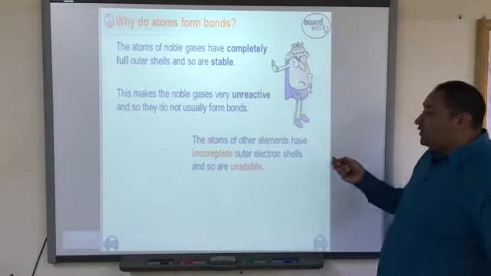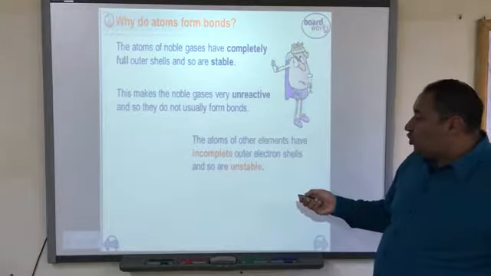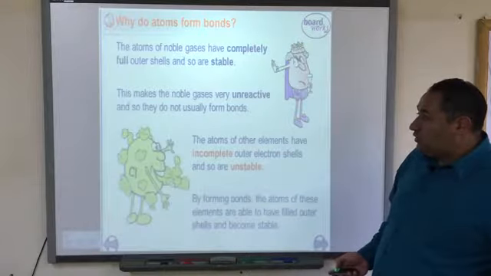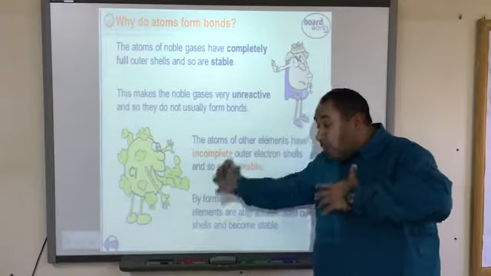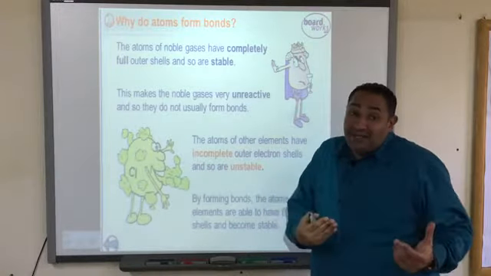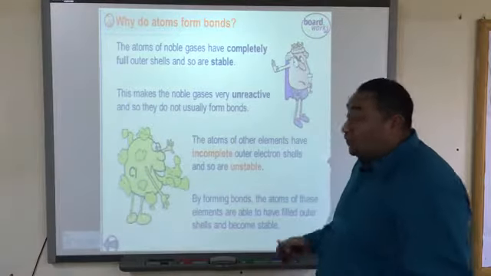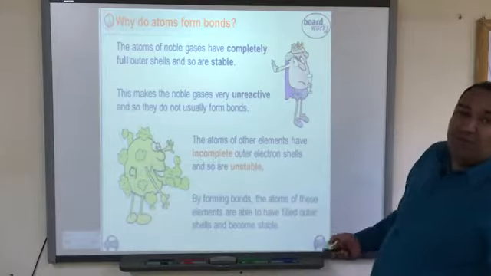So the atoms of the other elements have incomplete outer electron shells and so are unstable. Like hydrogen, it's unstable. As it is unstable, it needs to bond with some other atom to complete its electronic structure. And this happens by forming bonds.